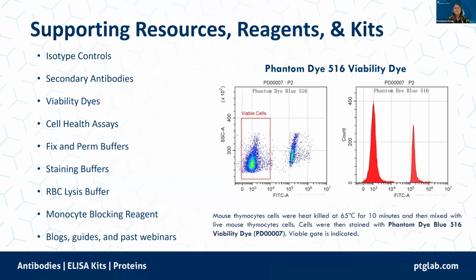And then finally, I just want to mention that Proteintech also offers supporting resources, reagents, and kits for flow cytometry, including things like isotype controls, secondaries, viability dyes, cell health assays, and various different buffers. We also offer a wide variety of blogs covering topics from panel design, gating, and data analysis, as well as protocol guides. And we also have all our past webinars on our website from both internal and external speakers.